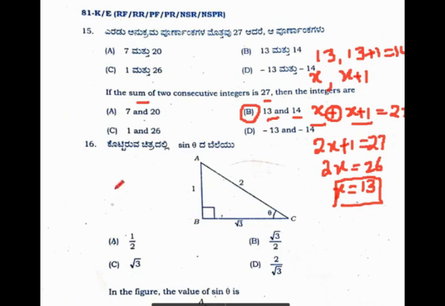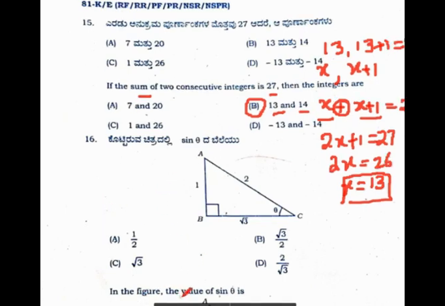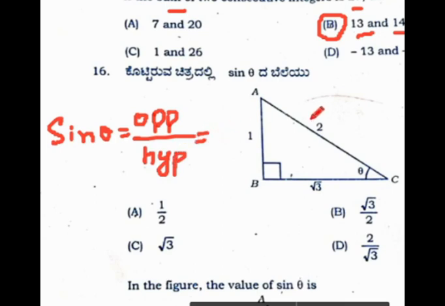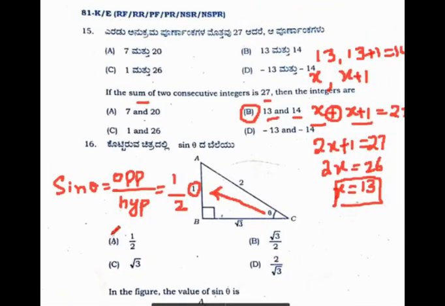Moving on to the 16th question. In the figure, the value of sine theta, we know the ratio of sine theta is nothing but opposite by hypotenuse. What is opposite to theta here? This is theta, opposite side is AB, which is given as 1, and hypotenuse is given as 2. So correct option for 16th question is A, 1 by 2.